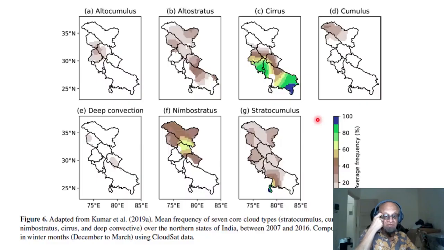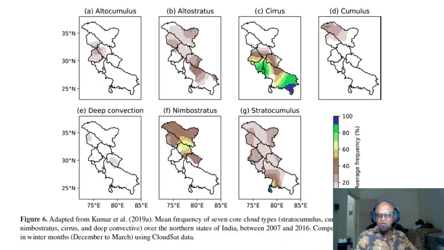So what are the various things the paper looks at? This is adapted from Kumar et al. Mean frequency of 7 core cloud types: stratocumulus, cumulus, altocumulus, altostratus, nimbostratus, cirrus, and deep convective over the northern states of India between 2007 and 16. So there is a lot of text associated with these figures, which obviously I am skipping.